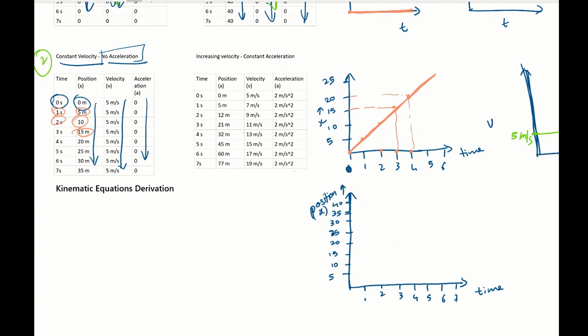Let us look at the third case, which is a more interesting case, where we have an increasing velocity and a constant acceleration.